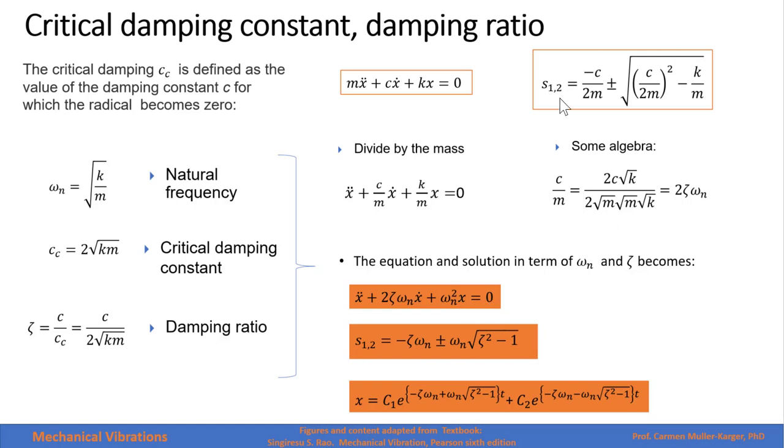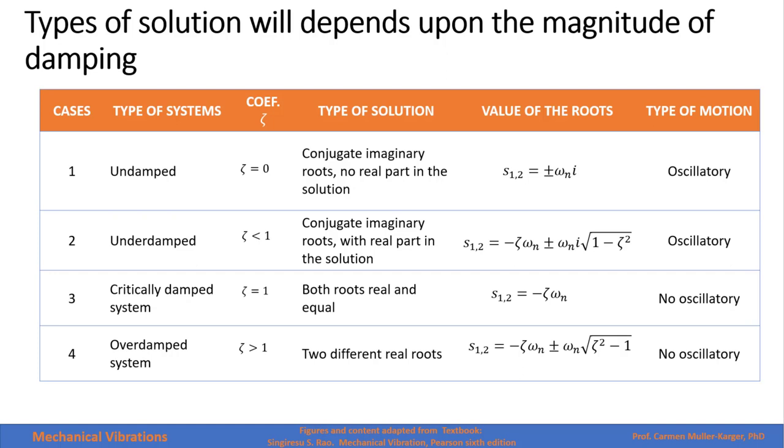We can also write these solutions of the characteristic polynomial in terms of our parameters, and this will be the solution. Depending on the magnitude of the damping of the system, which will be represented by the coefficient of damping, which is this column right here, we will have 4 different solutions. We already studied when we have 0 damping, which is an undamped system, and we already analyzed that we got 2 conjugate imaginary roots with no real part in the solution, and that type of motion was oscillatory.